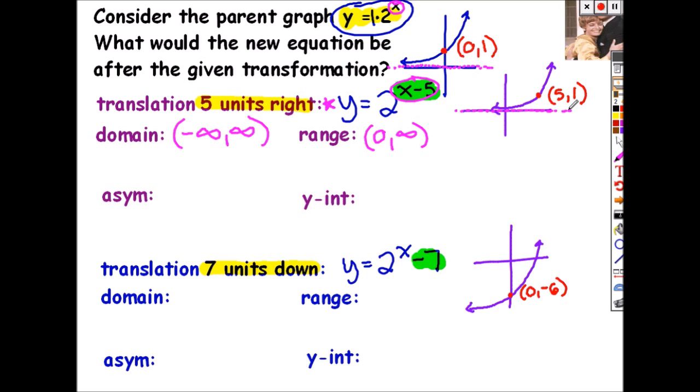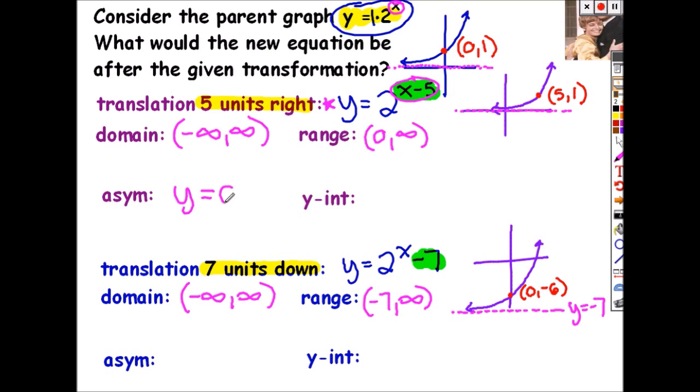Now, if I look down to the second graph, the domain, again, I can raise 2 to any power and then subtract 7. But my range, if I'm subtracting 7 and the graph's actually moving down, is now -7 to infinity. So this asymptote has moved down 7, since from my parent graph I've moved that down 7. All right, so I have asymptote y equals 0 here, y equals -7 here.